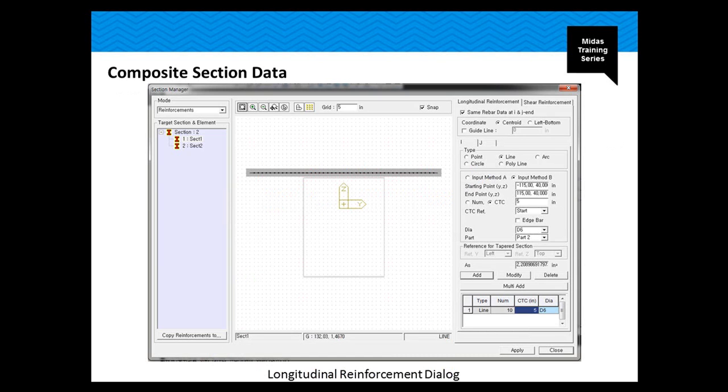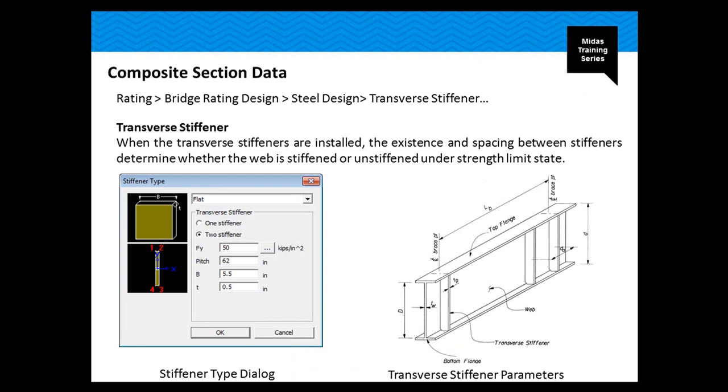Here's the dialog box. This function is called section manager, and here is where you define the longitudinal rebar, the size of the rebar, the spacings, and so on. We're going to take a look when we start using the program.